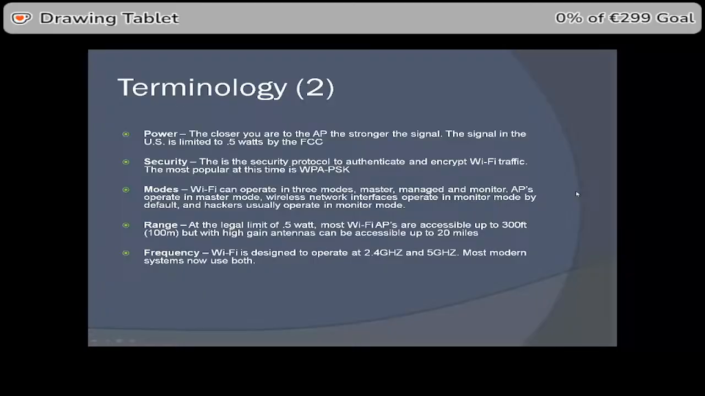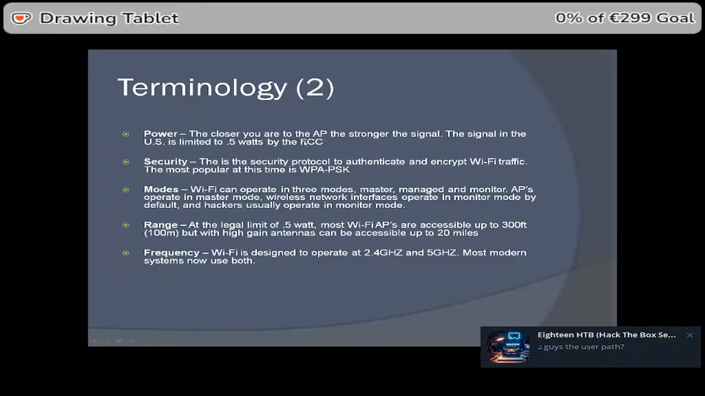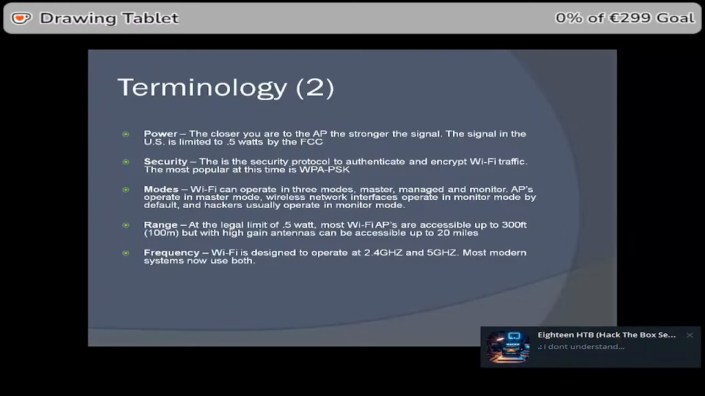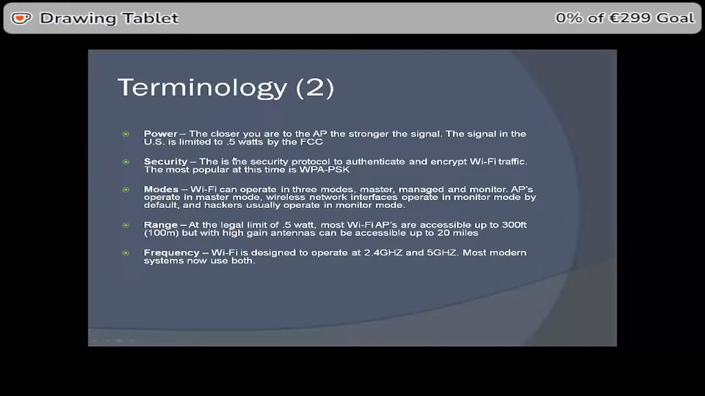More terminology, power. The closer you are to the AP, the stronger the signal. That makes sense, right? The signal in the US is limited to half a watt by the FCC. Once again, depending on what country you're in, it may be more or less than this. Generally, it's going to be about half a watt. That's what the US limits, and your country may limit as well to half a watt.